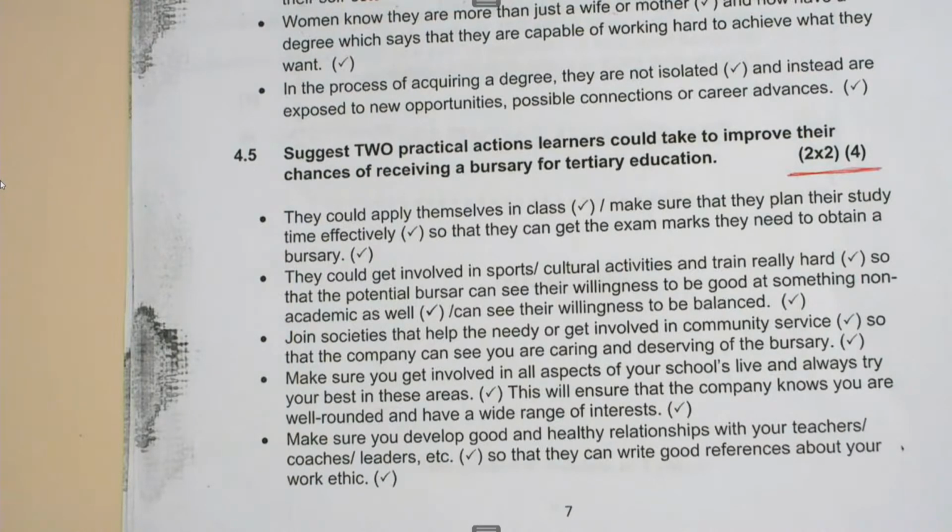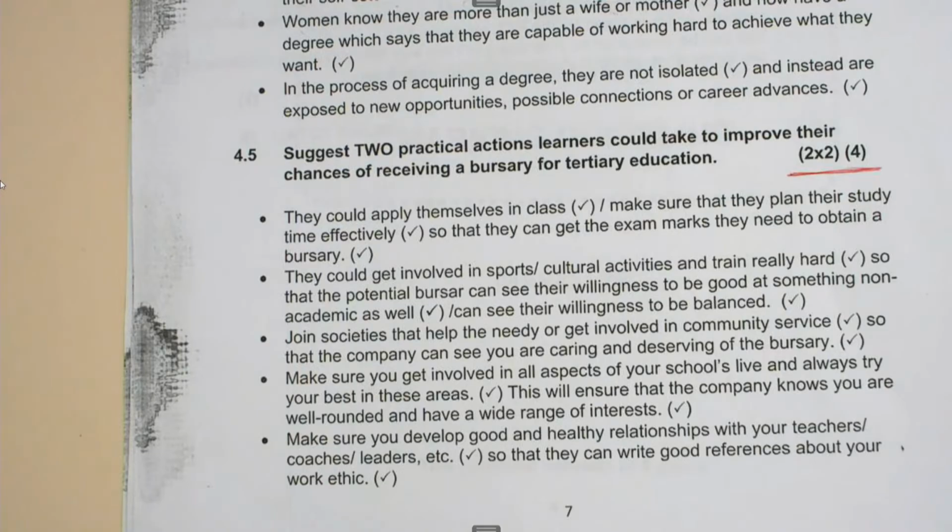It means they need to be outstandingly well in class and making sure that they study hard. Some learners will be writing that learners could study hard in class or listen in class so that they could get high marks. Remember, we should be considerate of their English in this regard. They could get involved in sports as the 4.1 stated that there is also a bursary for sports. They could get involved in sports or cultural activities and train really hard. By training really hard, it means that could make our learners get what? They could get the bursary.